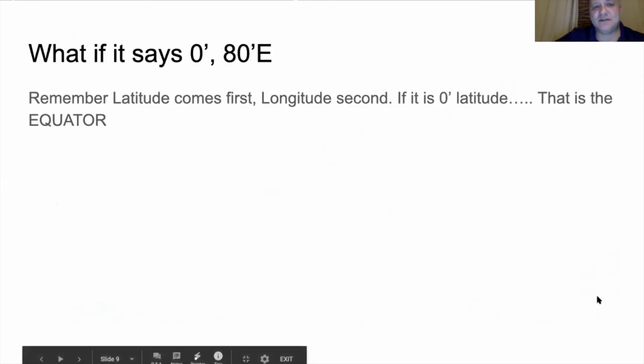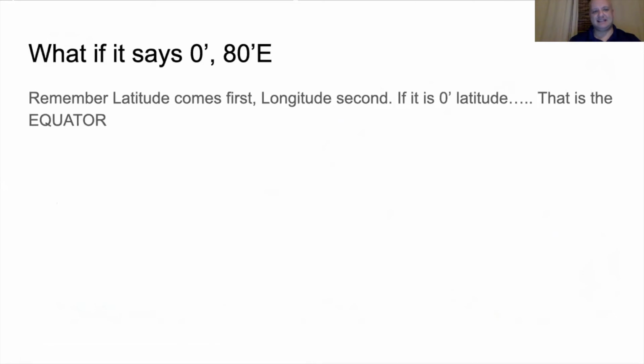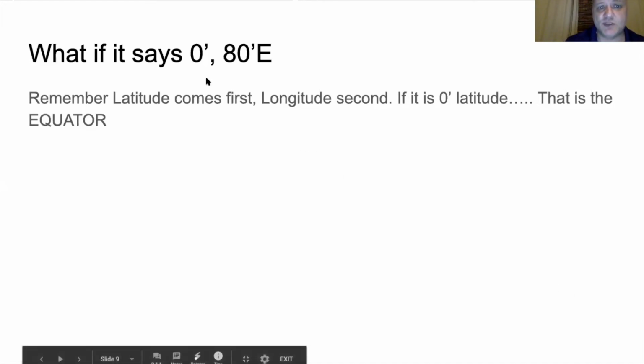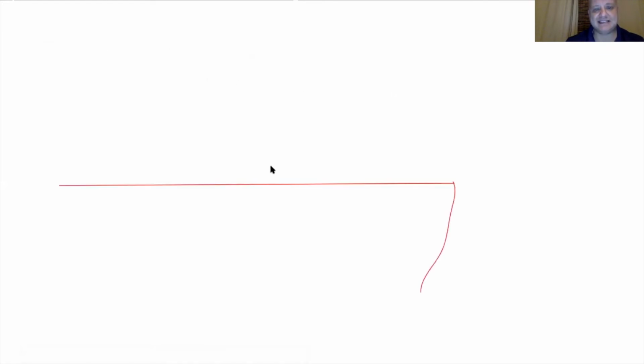Now, what if it says 0 and then 80 east? I've had kids look at that before and they're like, oh, that's witchcraft. Well, what do you mean 0? Remember, latitude comes first. So if it says 0 first, that's latitude, goes this way, okay, across, that's the equator. Now, if I flipped it and said 20 north, 0, that would be the prime meridian. So it would be 20 north latitude, and then I would be directly on the prime meridian. So let's take a look at this. Again, the 0 is first, so that's latitude. 0 degrees latitude is the equator, and 80 east.